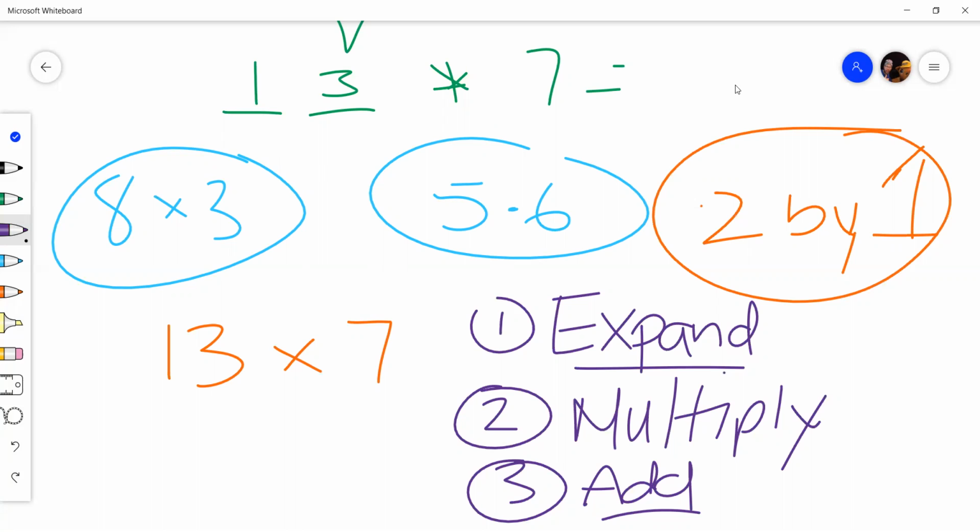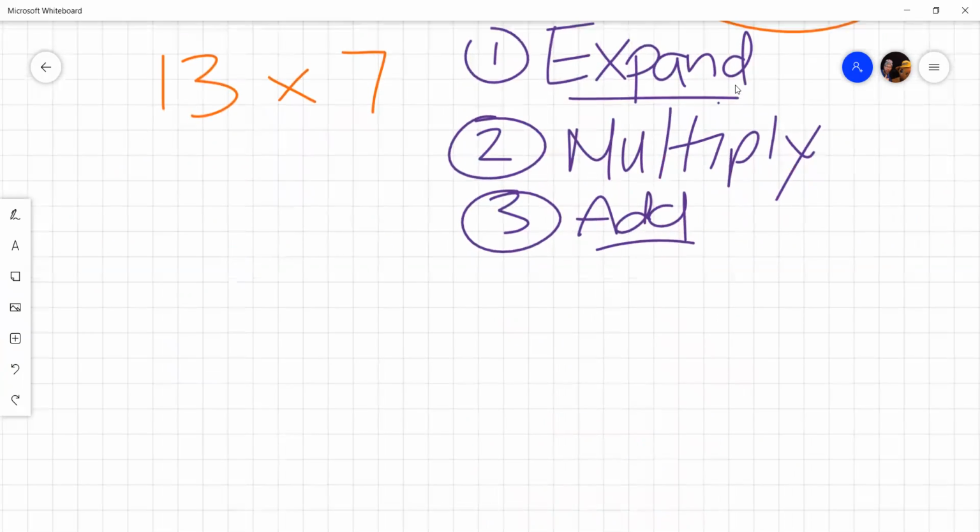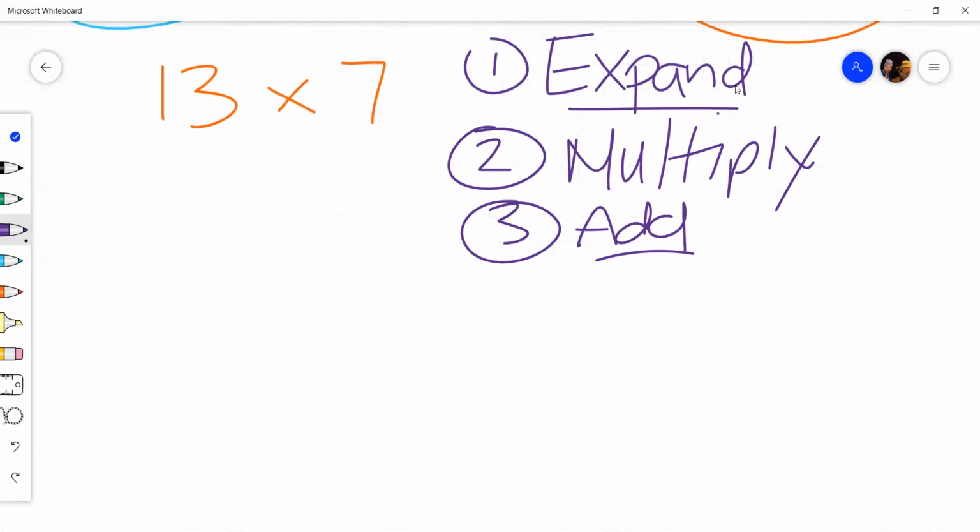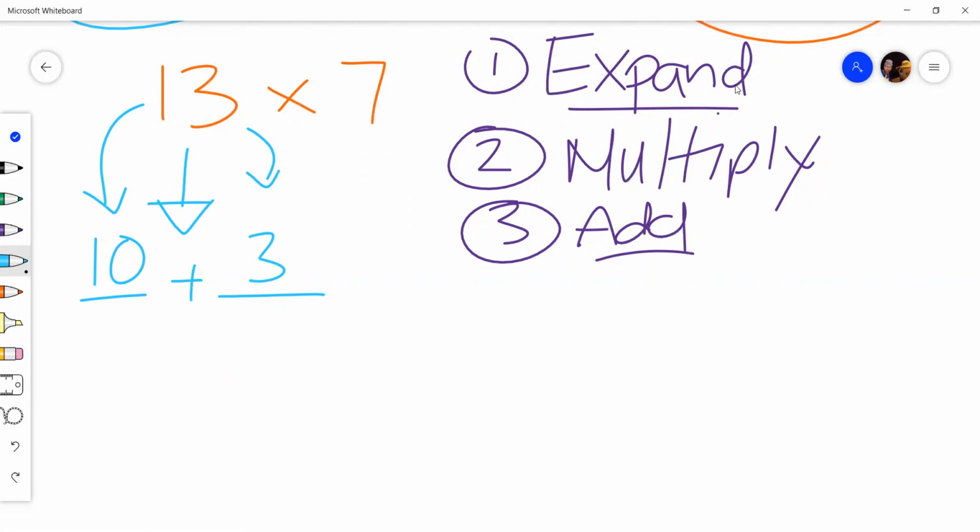So let's do it. We're going to start with 13 times 7. So for step 1, we're going to expand. We're going to put the number 13 in expanded form, remembering that expanded form is the value of the place digits. So 13 is exactly the same thing as 10 plus 3, because there's 1 ten and 3 ones. So 10 plus 3 is equal to 13.